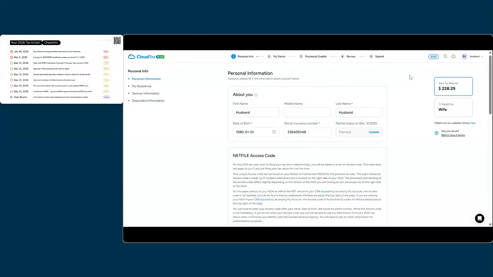When you sign into your CloudTax account, and you can do this on the phone and also on a web browser, it works on both. Everything here is going to be automatic. You just enter your information. If it's a couple, you can just put the name here.